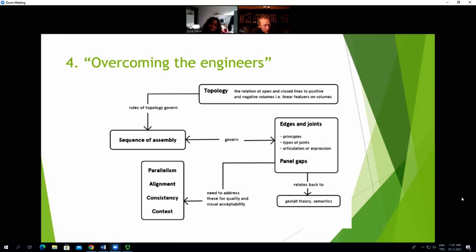And those factors then lead us to need to address issues of parallelism, alignment, consistency, and context. What are those? Parallelism is the phenomenon of where we wish to have lines on an object either clearly parallel or clearly divergent. And underlying this is the idea that the forms should look deliberate, as if they are meant to be like that.